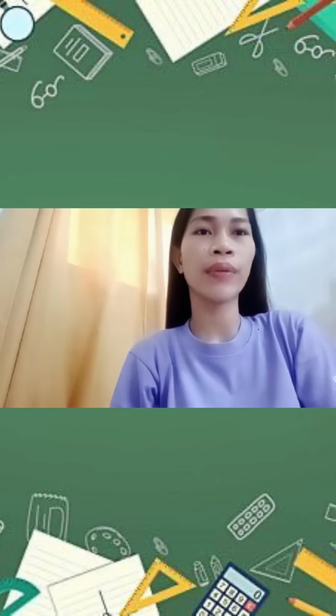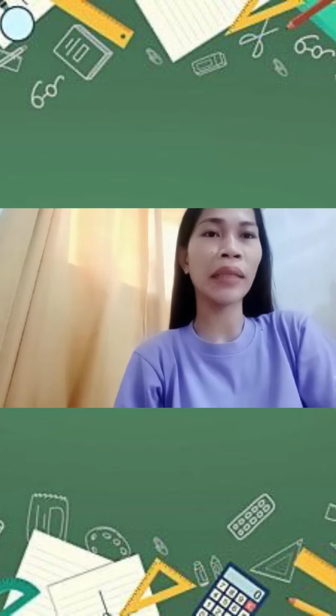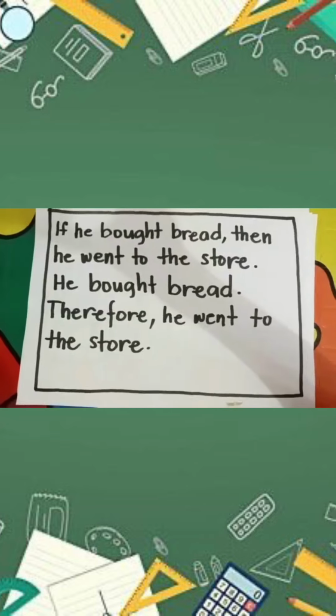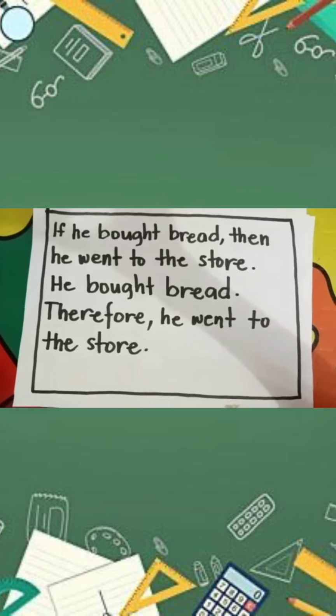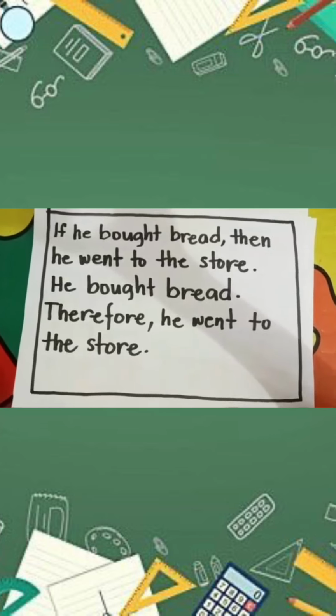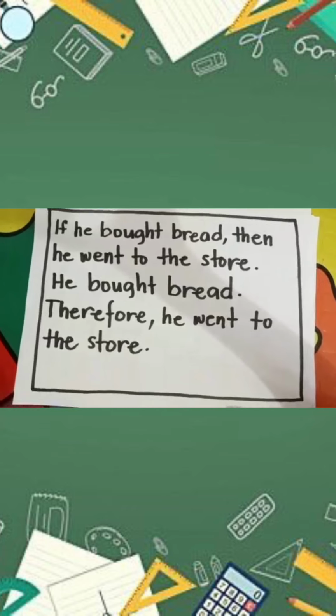Hi everyone, now I will show you how I created the truth table of my statement and conditional. I hope you understand. Here's my statement. If he bought bread, then he went to the store. He bought bread, therefore, he went to the store.